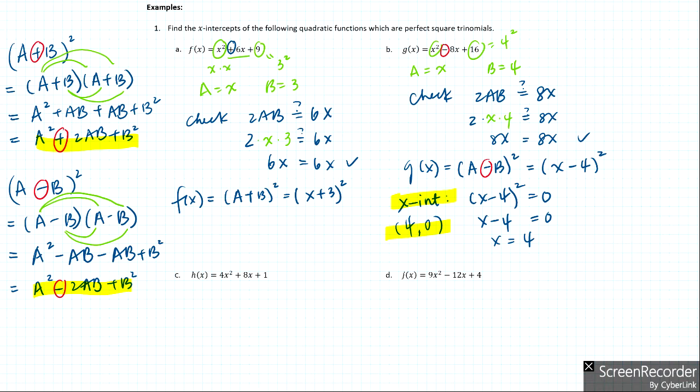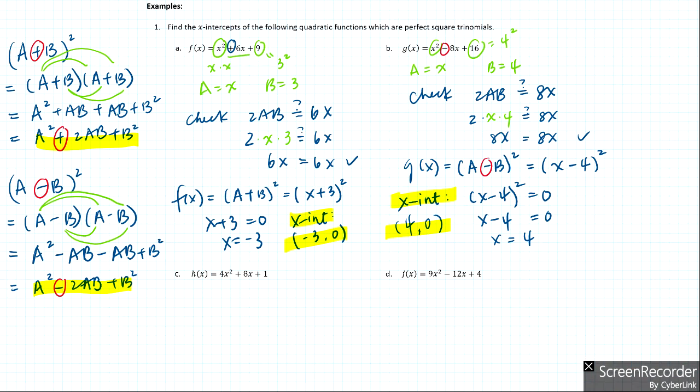Now moving back to part A, since I forgot to answer the question about the x-intercept, we again can set x plus 3 to be equal to 0 and x equals negative 3. So our x-intercept here is going to be (negative 3, 0). Again, whenever we have a perfect square trinomial, we should only have one x-intercept. That also will become our vertex. If you actually check the vertex formula, you will get the same thing.